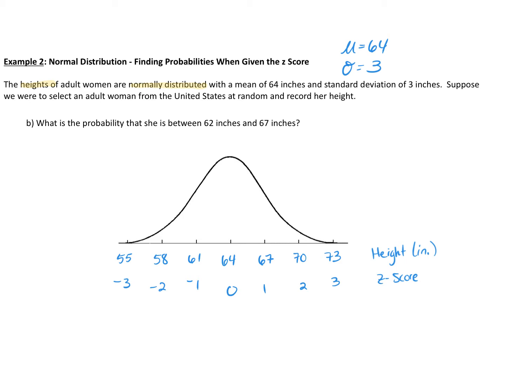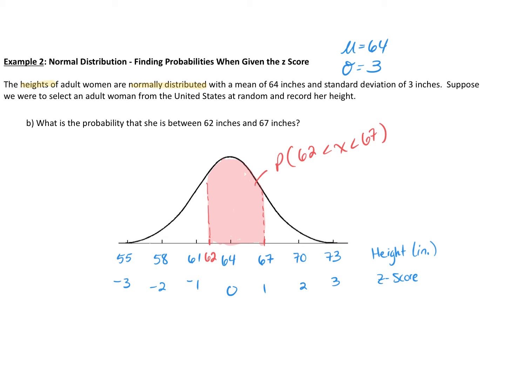Okay, so question B says, what is the probability that a randomly selected female from the United States is going to be between 62 and 67 inches. Again, here, just mark where 62 inches is and 67 inches. And the probability that a randomly selected female has a height between 62 inches and 67 inches is going to correspond to the area under the curve that I'm shading in red. So we always associate areas under the curve with the probability, okay?